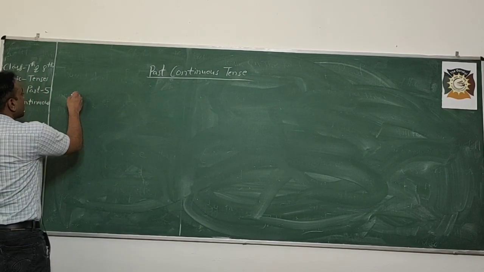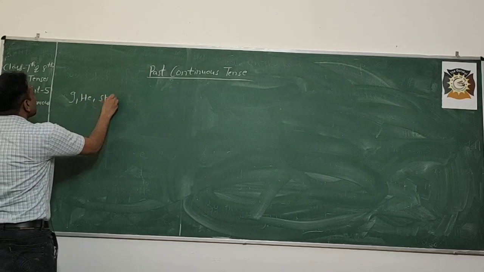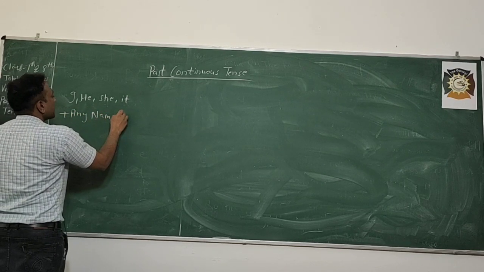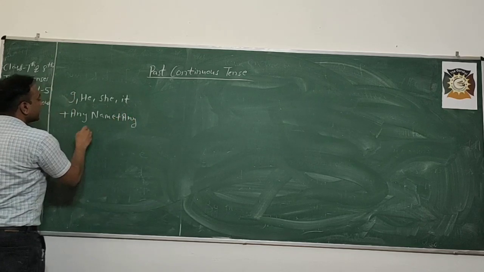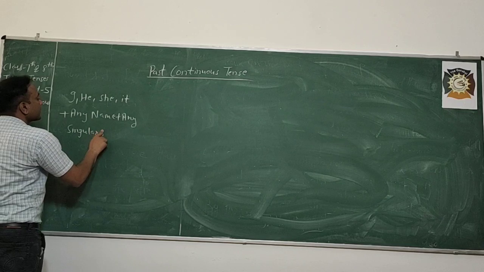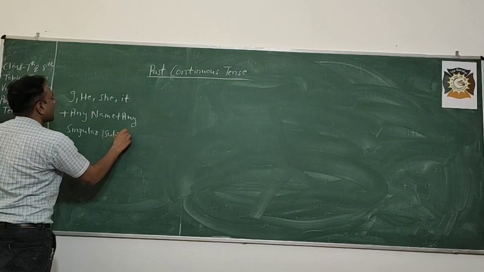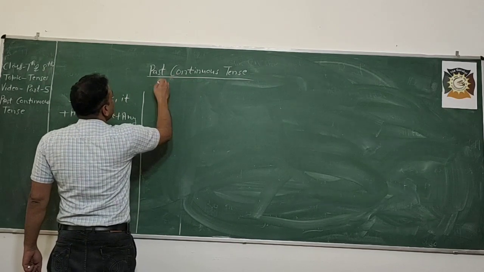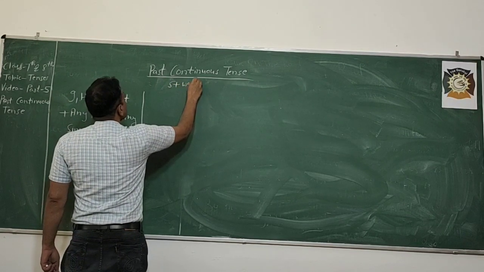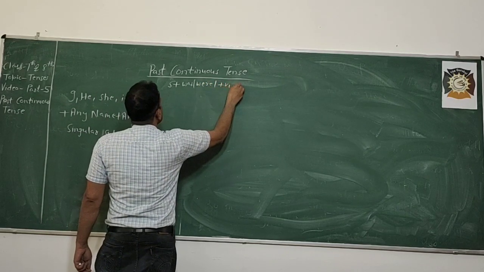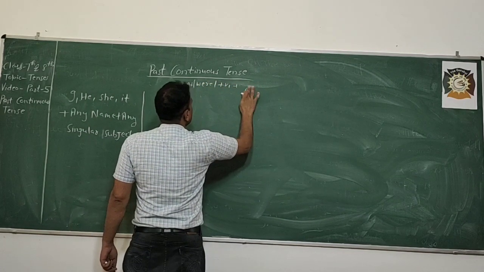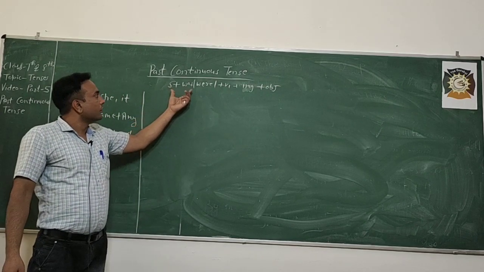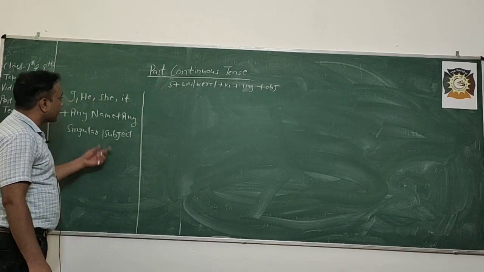In past continuous tense, with I, he, she, it, plus any name, plus any singular subject. What's the structural formula? The basic structural formula for past continuous tense is subject plus was/were plus v1 plus ing plus object. This is the basic formula to frame every sentence in past continuous tense. So we will go according to the subjects.